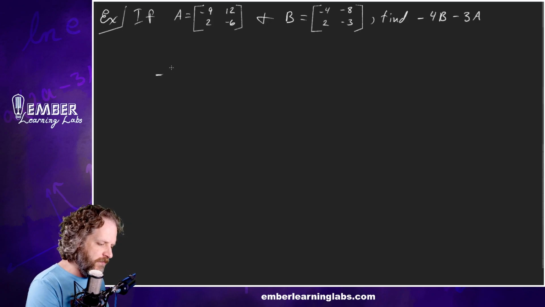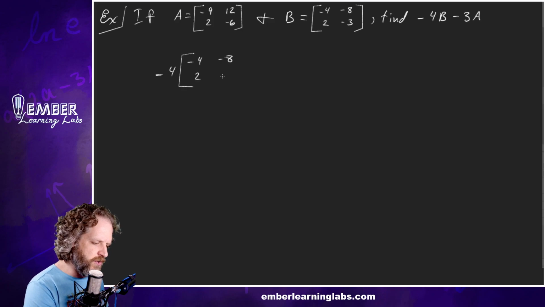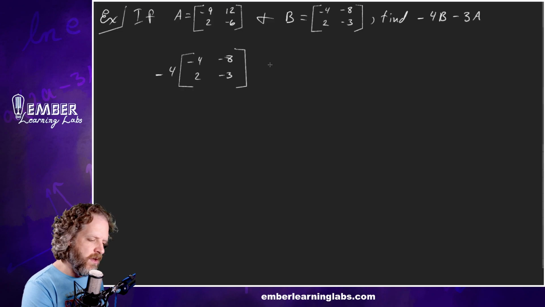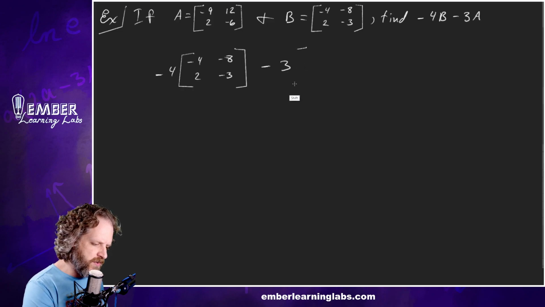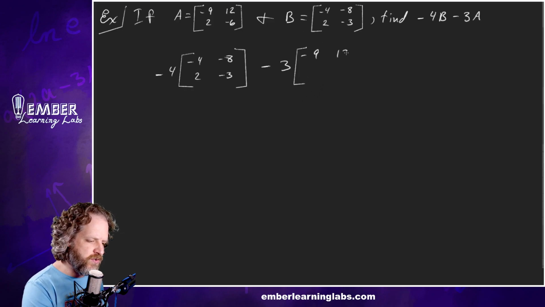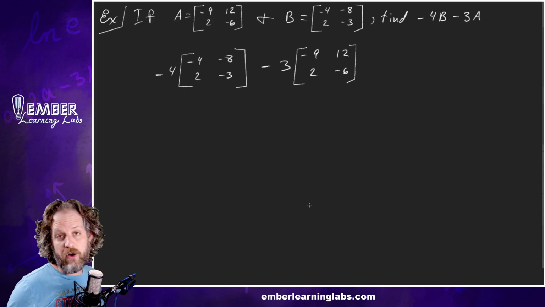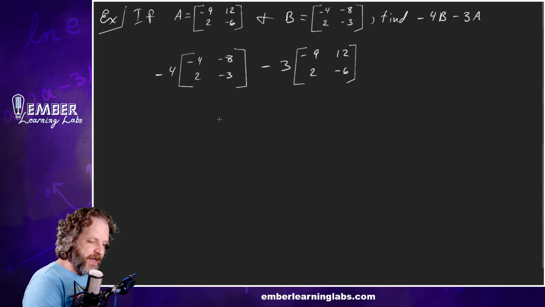So we've got -4 times B, which is -4, -8, 2, negative 3, minus 3 times the matrix A, which is negative 9, 12, 2, negative 6. Okay, so we've got to do this one piece at a time. So we're going to do these multiplications first.